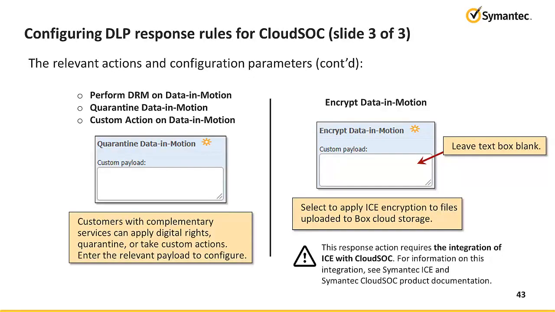If you are using Symantec Information-Centric Encryption, ICE, to encrypt, select the Encrypt Data in Motion response action and leave the text box blank. Note that using ICE encryption response action requires the integration of ICE with CloudSOC. For more information on this integration, please see the Symantec ICE and the Symantec CloudSOC product documentation.